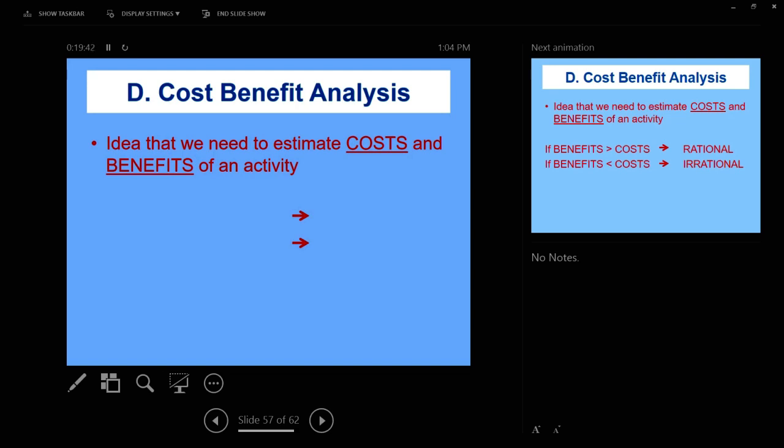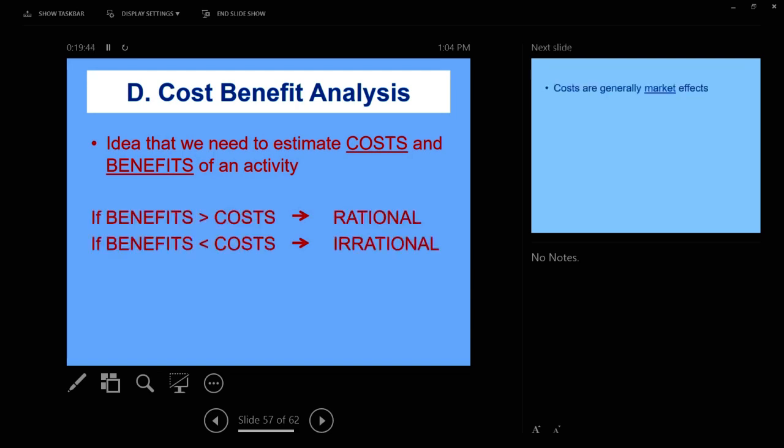And then we have a very simple rule. After we've measured the costs and we've measured the benefits, it's really simple. If benefits are greater than costs, then it's rational. If benefits are less than costs, then something is irrational. So we have this very simple rule for optimality. Benefits have to exceed costs.